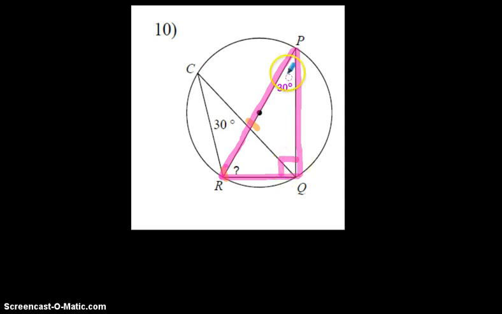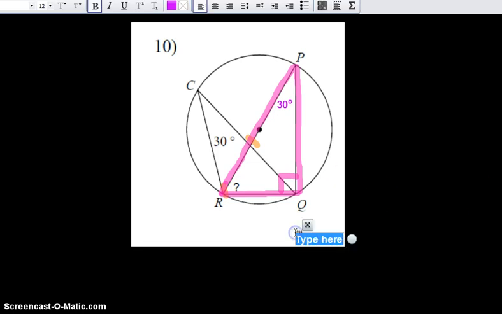So we have a right triangle with one acute angle that is 30, which means the other acute angle has to be that.